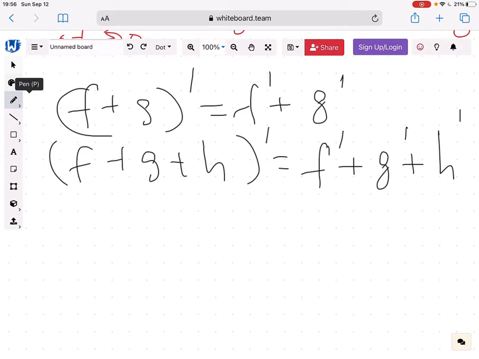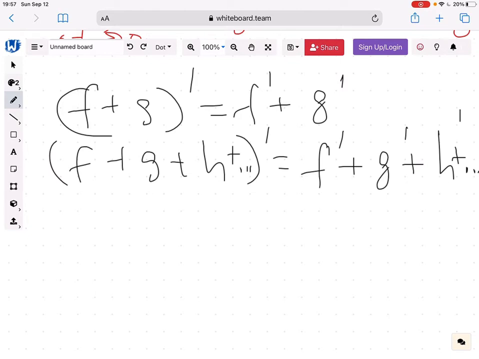Or I can add f, g, h, and whatever goes after that. So plus, plus, dot, dot, plus, dot, dot, dot. So if you add many functions and take derivatives, the derivative of the sum of multiple functions is the sum of the derivatives of each of those functions. Now you can prove it in a similar way.